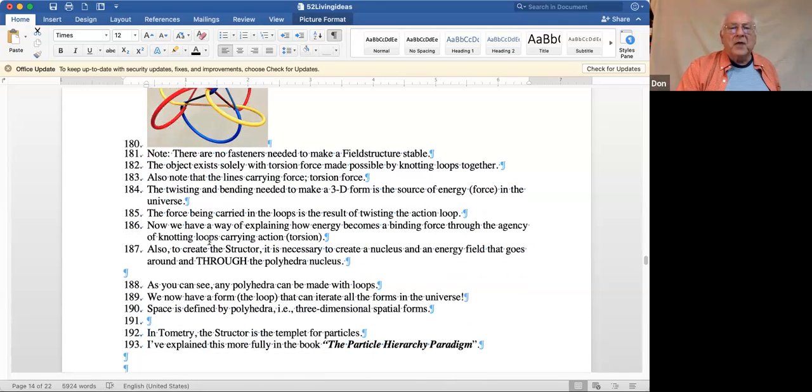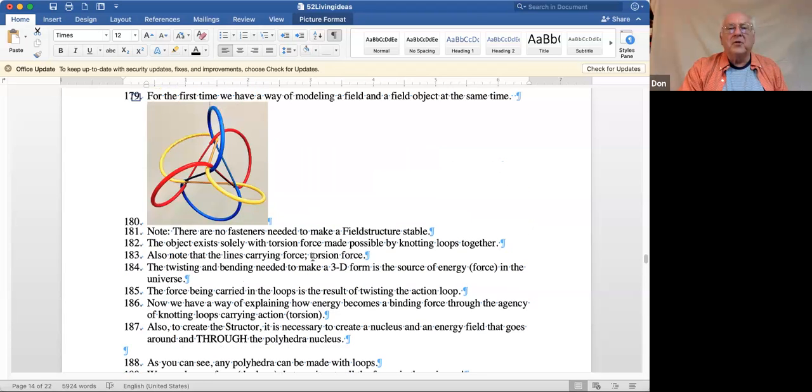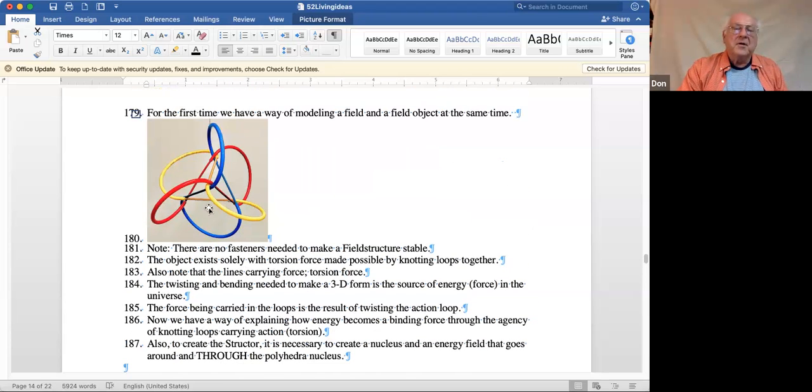Now, we have a way of explaining how energy becomes a binding force through the agency of knotted loops carrying action or torsion. To create a structure, it is necessary to create a nucleus and an energy field that goes around and through the polyhedral nucleus. So this field is actually creating the form, the polyhedra.